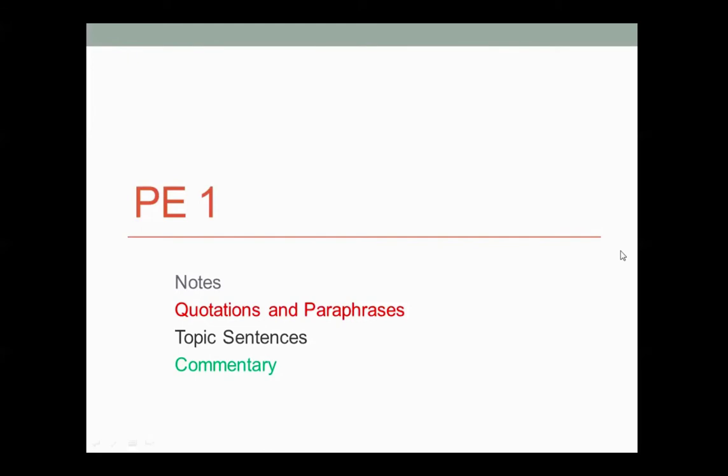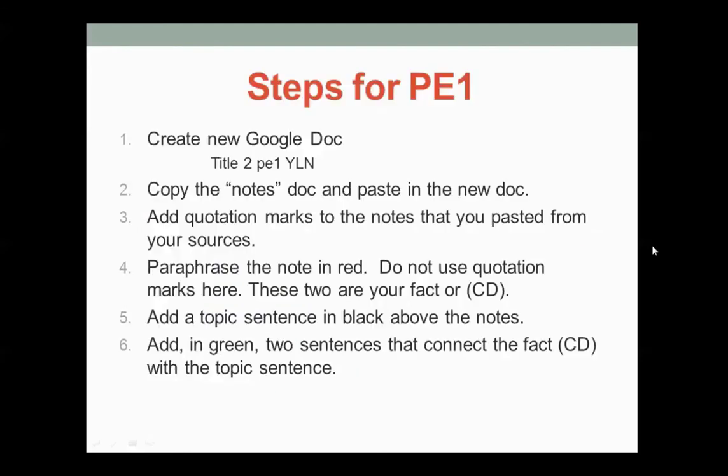First thing I'm going to do is to go through all the steps we're going to follow, and then I'm going to go back and go through each of the steps one at a time. So here are the steps. The first thing you're going to do is to create a new Google Doc. You're going to title it your block number, in this case I have a 2, followed by the title of the document, which is PE1, a space, and then your last name. Remember, YLN means your last name, but it is not your last name.